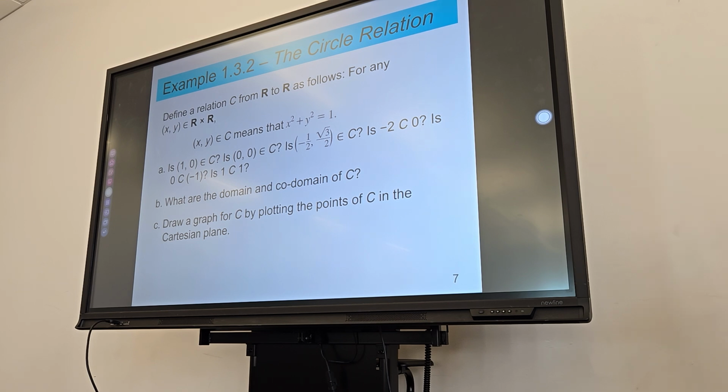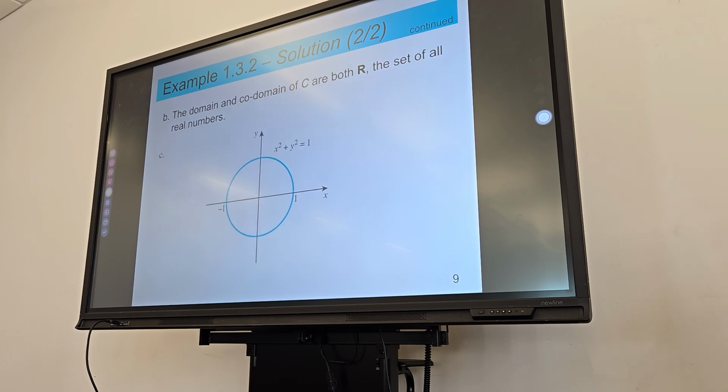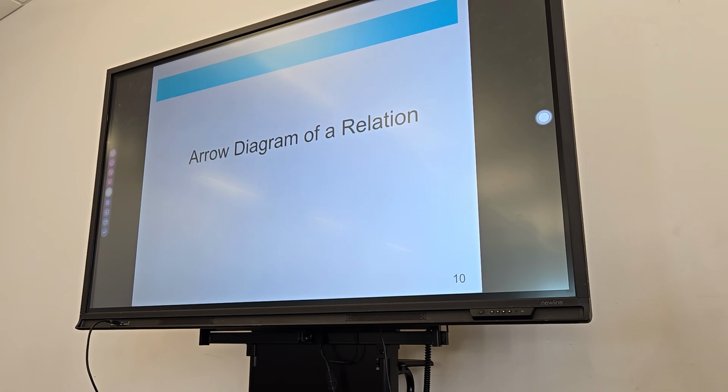So, it goes through various examples and shows which ones are elements of C and which are not. And there's the graph of it. The unit circle. Now, one way to represent a relation is using an arrow diagram.